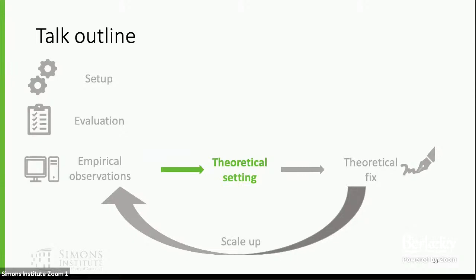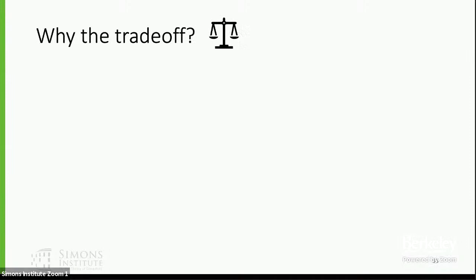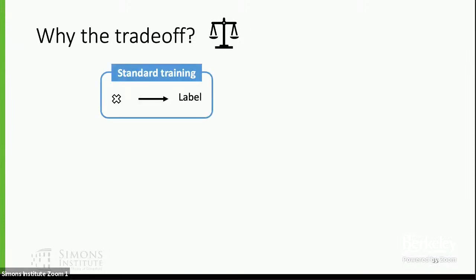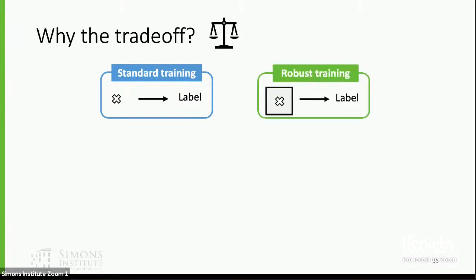So I wanted to try to understand why this even happens and whether there is something we can do to fix it. So why is there this trade-off? At a very high level, what standard training does is you take a training input and teach it to get the correct label; you train a network to get the right label. When you do robust training, you take not just the input, but also a set of perturbations, and you force it to get the right label on this entire set of perturbations. So why would adding perturbations in this way increase your standard error?